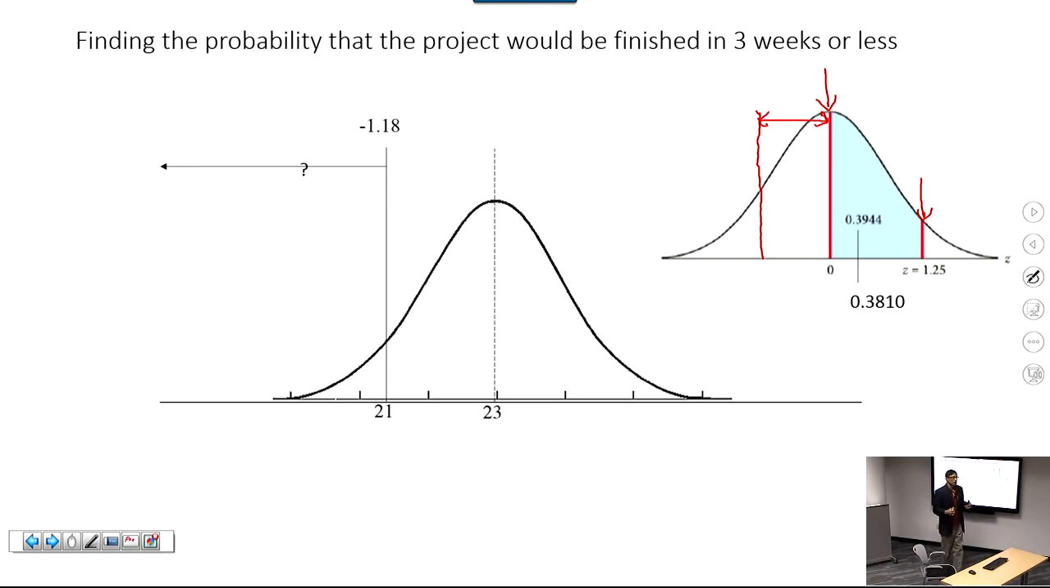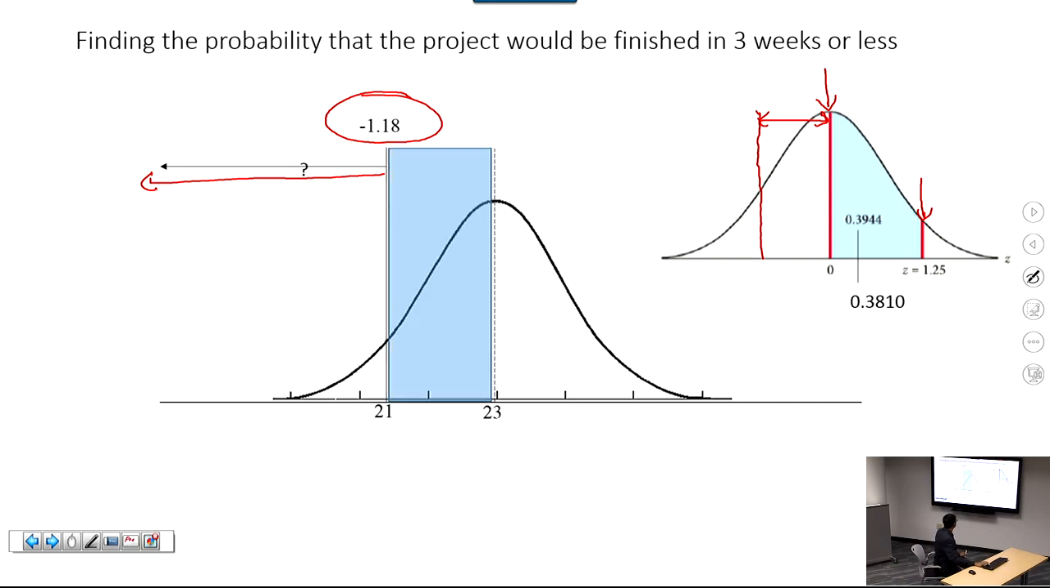In our case, z is negative. z is minus 1.18, right? So that's z, minus 1.18. So the way we got 30 at 10, 30 at 10 then is this area, okay? And what you actually want to find is the probability that the project would be finished in 21 days or sooner. So you are interested in this area of the bell curve, okay? We looked up in the normal table and found that value. That value we found is equal to 0.3810.